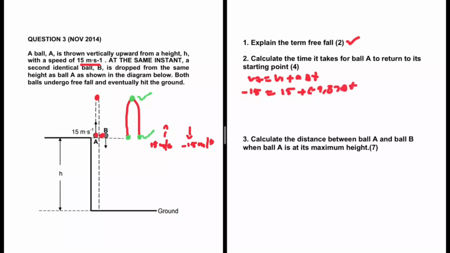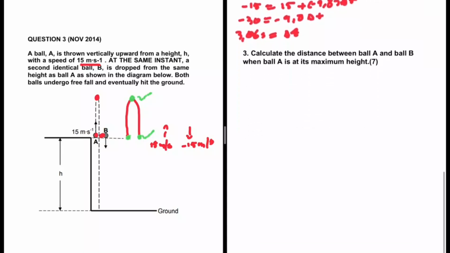If we take 15 to the left hand side, we're going to get minus 30 being equal to minus 9.8 delta t. If we divide both sides by minus 9.8, we're going to get 3.06 seconds being equal to the change in time. So that is another way you can use to answer the second question.